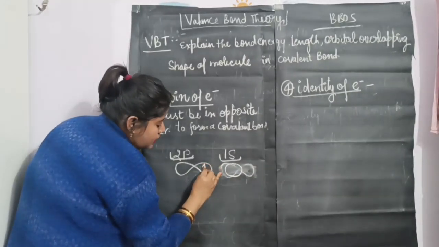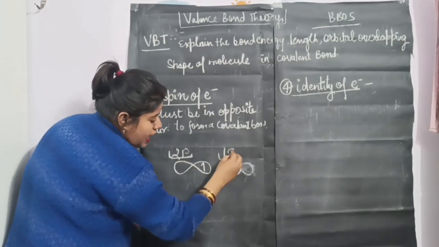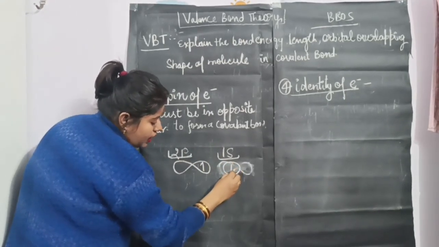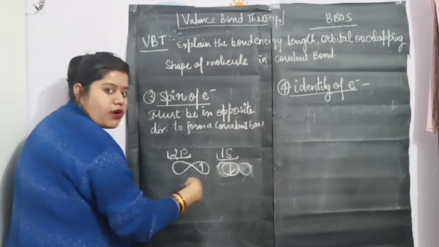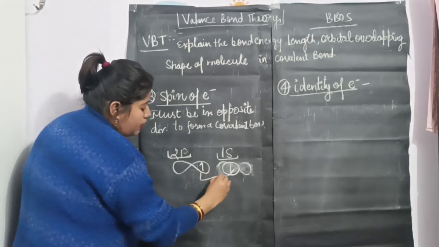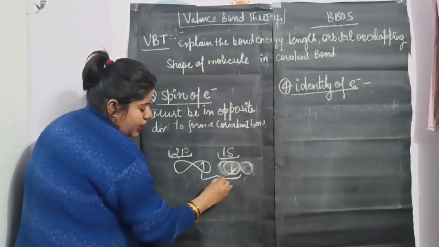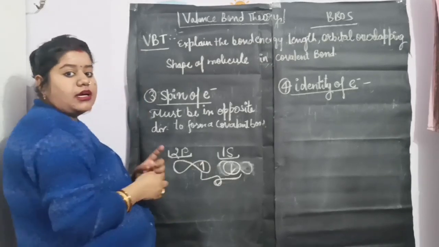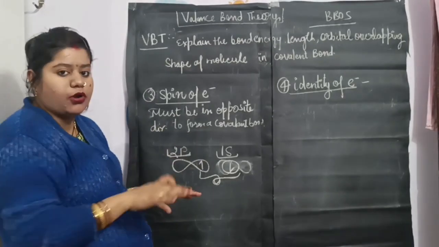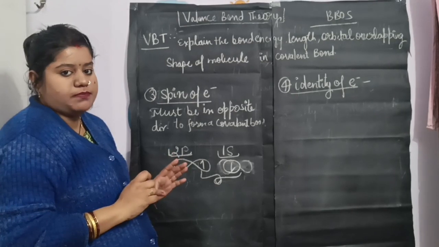The spin of this is in the upward direction, and of this in the downward direction. They overlap easily, so they must be in opposite directions. When they are in the same direction, they will not overlap.